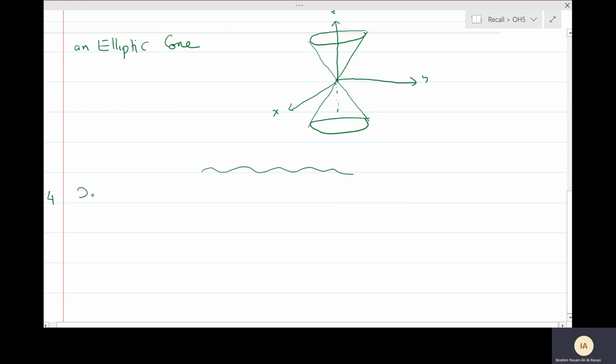You have the following: x squared over a squared plus y squared over b squared plus z squared over c squared equals 1. Well, this is familiar to you. Notice if a and b and c are the same, you get a sphere. If they are different, you get something else, something like a sphere. In fact, we get an ellipsoid.